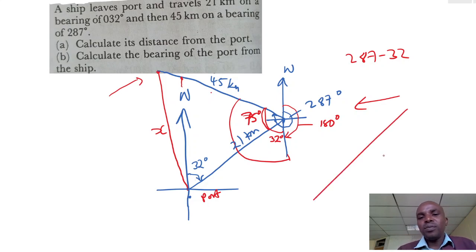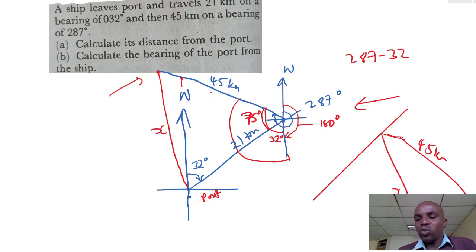We have a triangle. It's a triangle like which one? It's like this one. And this one is my x. This one is my 45 kilometers. This one is my 21 kilometers. And I have my angle 75. Then I have to use the cosine rule. Done. Then the second part B, calculate the bearing of the port from the ship.